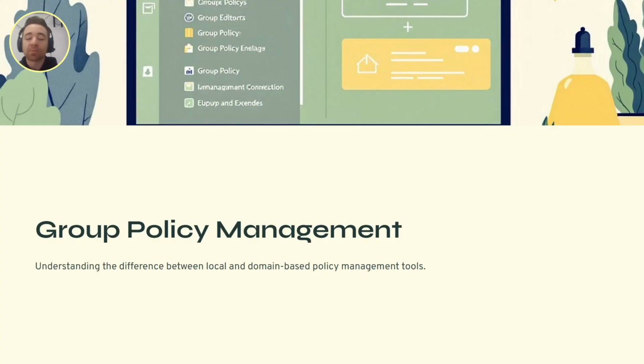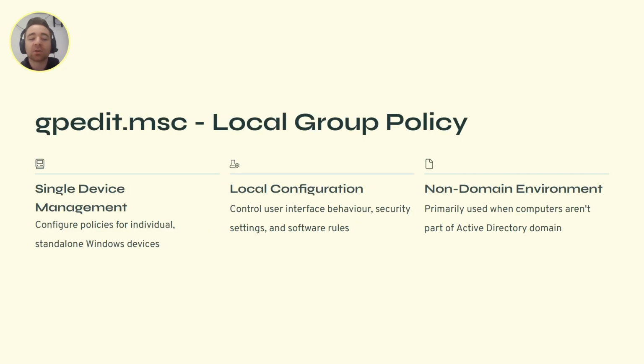All right. Group policy management. We do need to understand the difference between local and domain-based policy management tools. So we've got something called gpedit.msc. This is local group policy. Basically, this is for single device management, so you can configure policies for individual standalone Windows devices. Local configuration means you control user interface behavior, security settings, and software rules, and it's for a non-domain environment, so primarily used when computers are not part of an Active Directory domain.